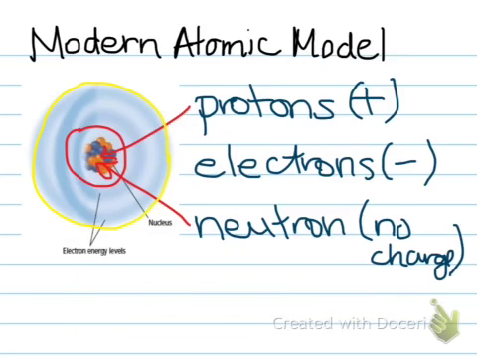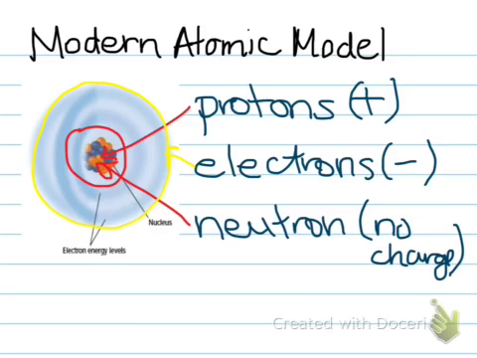Before we can look at the history of the modern atom, we first need to understand what the modern atomic model consists of. The modern atom consists of protons, electrons, and neutrons. The protons have a positive charge and they're found in the nucleus. The electrons have a negative charge and they're found outside the nucleus, right there with the yellow circle.